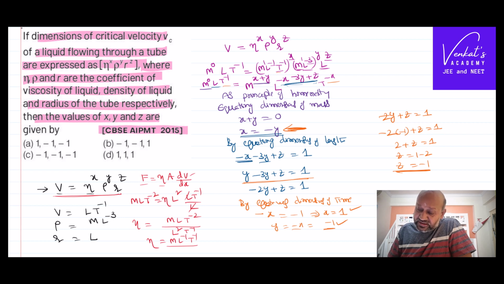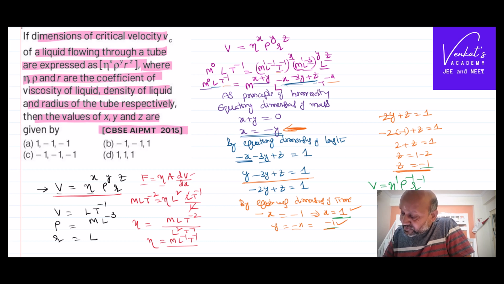So I can say the relation that we are supposed to have is critical velocity is eta power of x. X value we have got as 1. Density power of y. Y value we have got as minus 1. Radius power of z. Z value you have got as minus 1. So your answer has to be in this format, like x equal to 1, y equal to minus 1, z equal to minus 1.